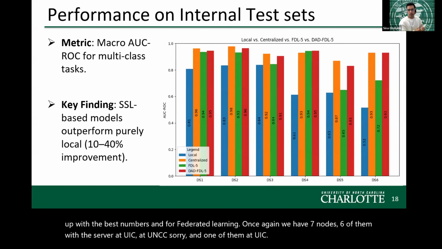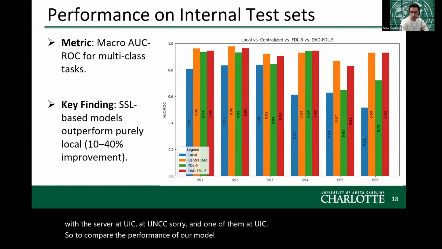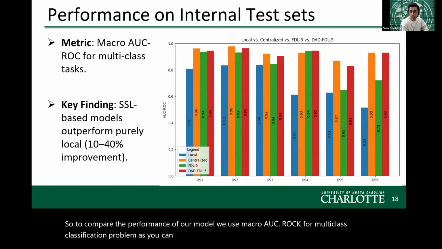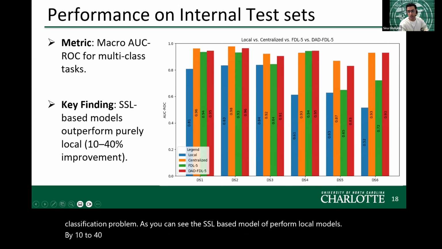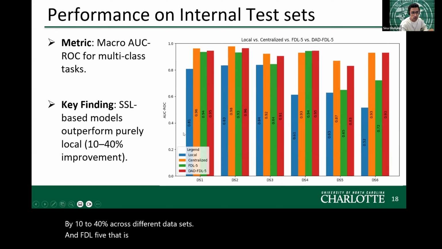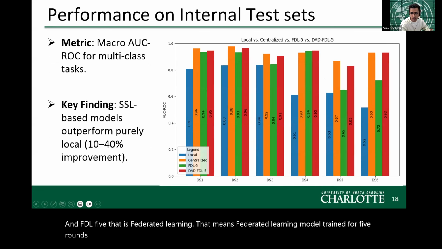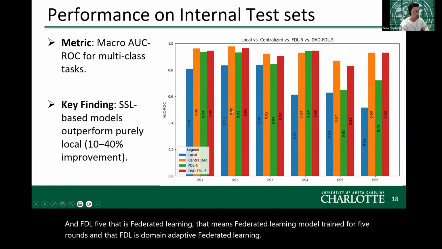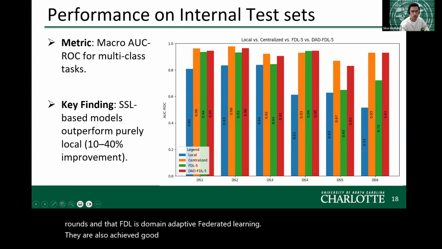So to compare the performance of our model, we use macro AUC-ROC for the multi-class classification problem. As you can see, the SSL-based model outperformed local models by 10 to 40% across different data sets. And FDL5, that is federated learning, means a federated learning model trained for 5 rounds. And DA FDL is domain adaptive federated learning. They also achieve good performance.